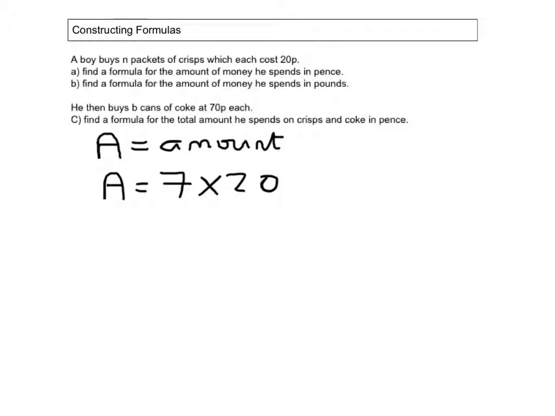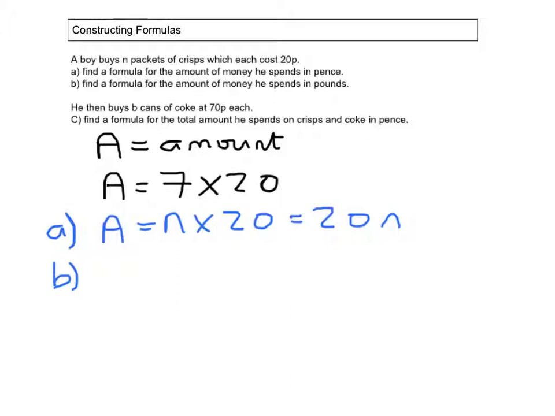So actually the formula that we want is going to be A equals, well, I could write N multiplied by 20, that's okay, but a better way to write it in algebra is get rid of the multiply sign and just put the number at the front. So I would write A is equal to 20N, and that will be the answer to part A.